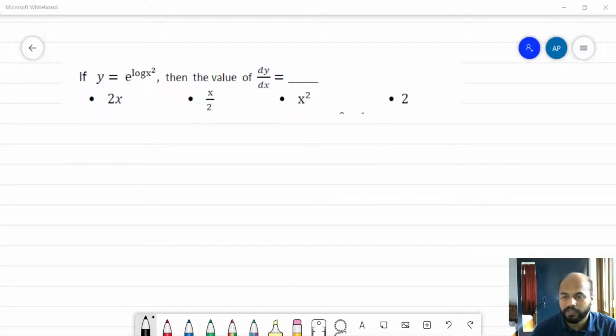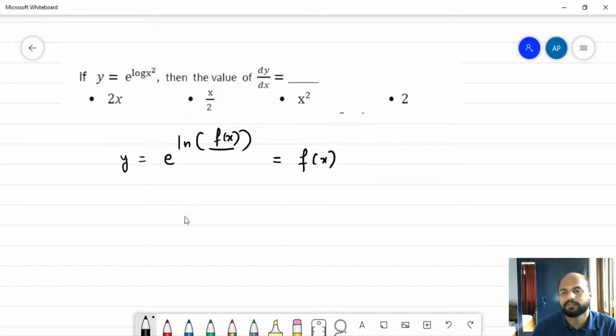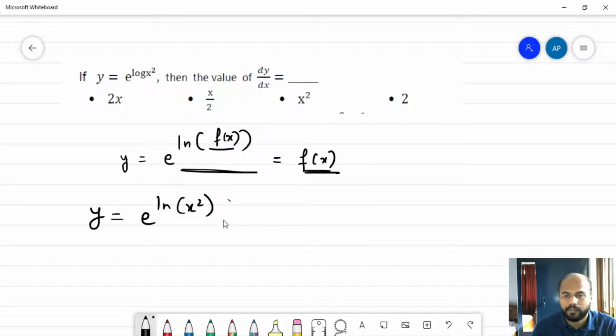This is one of the 1 mark questions that came in one of the papers. So how do we do it? Firstly, you need to understand that y is equal to e raised to ln of anything. Let's say this is the type of function that you have. So it is going to be just this. Whenever you have this kind of a setup, all it means is f(x). So when I have e raised to ln of x squared, it is just x squared. So the derivative of this with respect to x is going to be 2x.